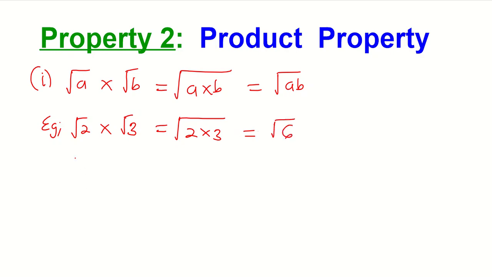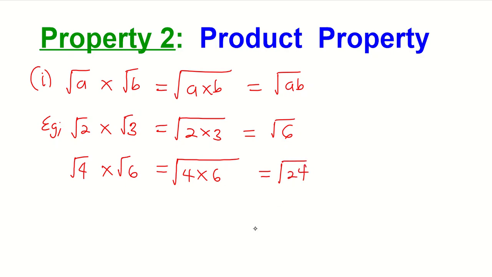Better still, we can think of square root of 4 times square root of 6. Now if that happens, we are going to write one square root sign and we multiply the numbers. That is 4 times 6, and we have here 4 times 6 is going to give us an answer of 24. That is square root of 24. So that is the second property of Surd. Having understood this, let's move to the next one.